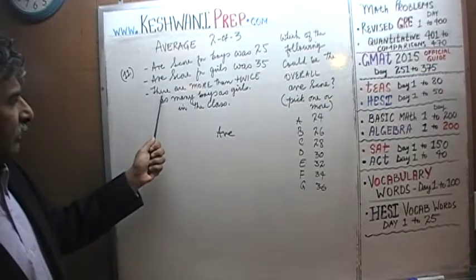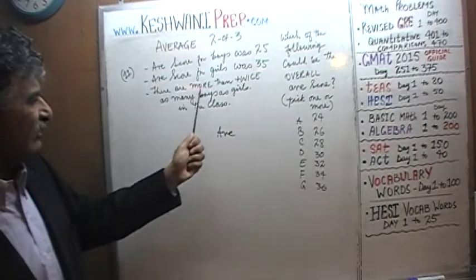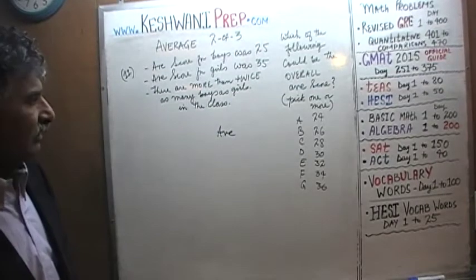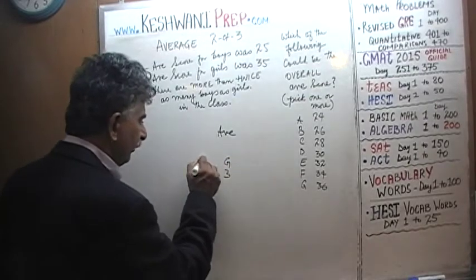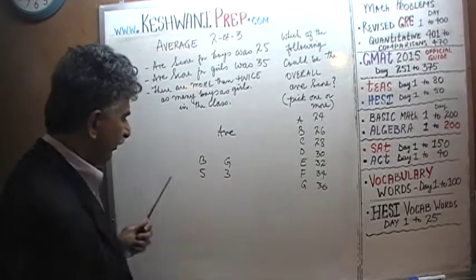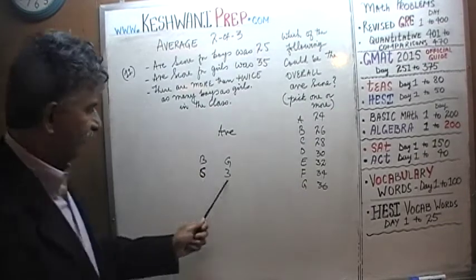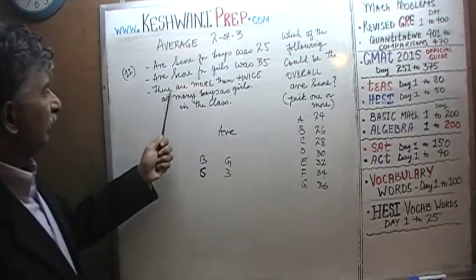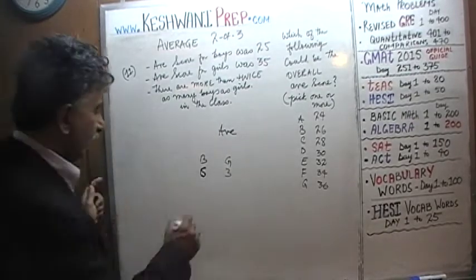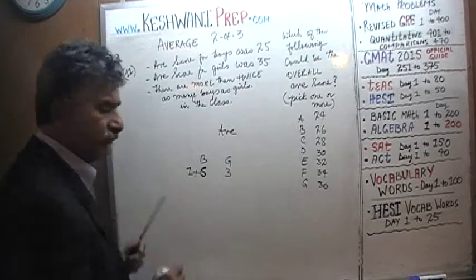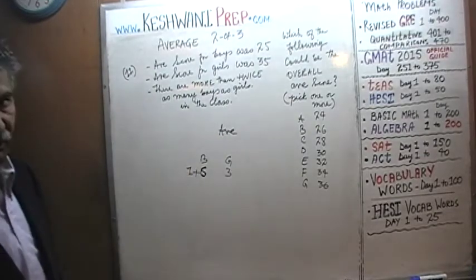We are further told that there are more than twice as many boys as there are girls in the class. So for example, if there are 3 girls, the number of boys cannot be 5 because 5 is not twice as many. Number of boys cannot be 6 because 6 is exactly twice as many. If there are 3 girls, there would have to be a minimum of 7 boys, because there are more than twice as many boys as there are girls in the class.